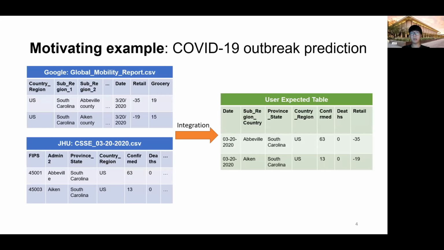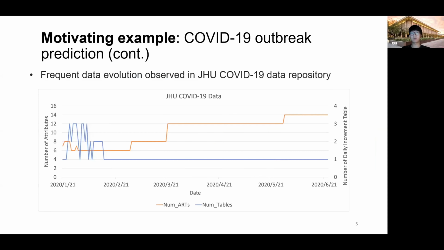Taking a data analytics task, COVID-19 outbreak prediction, as an example. This requires the right set table that contains time, location, coronavirus, and mobility information, which can be integrated from the Johns Hopkins University's dataset and the Google Mobility dataset. However, we observe that both datasets evolve frequently over time.